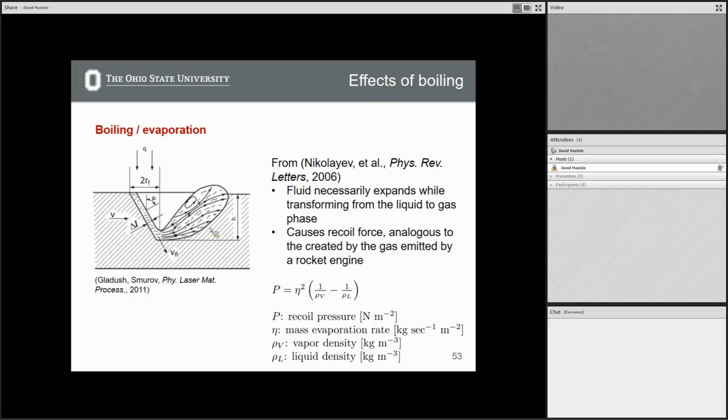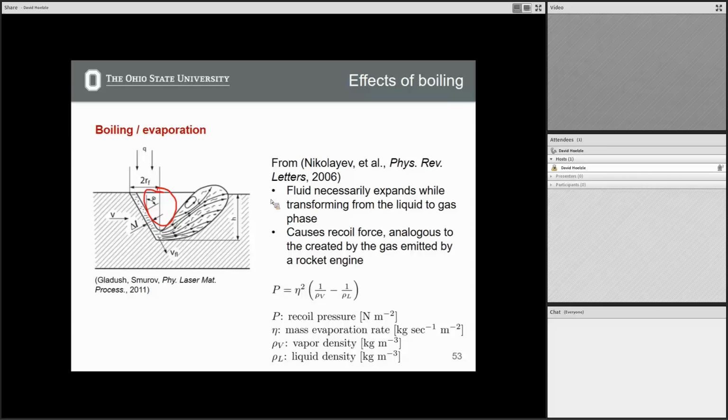What you get in this expansion is a high pressure region right in here. Just to orient you, this is solid metal. This area is liquid metal. You can see Marangoni convection in the liquid metal. And you're going to get a gaseous region from the evaporation of the metal here. This causes what's called a recoil force, analogous to what is created by the gas emitted by a rocket engine. This is just quotes from this paper.